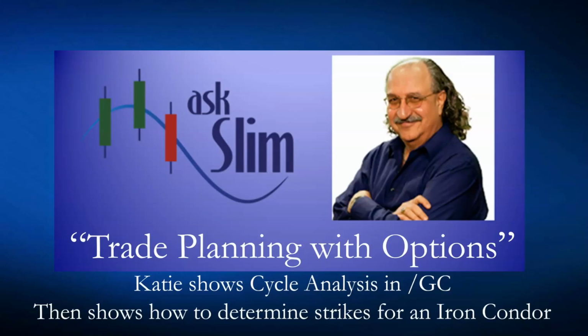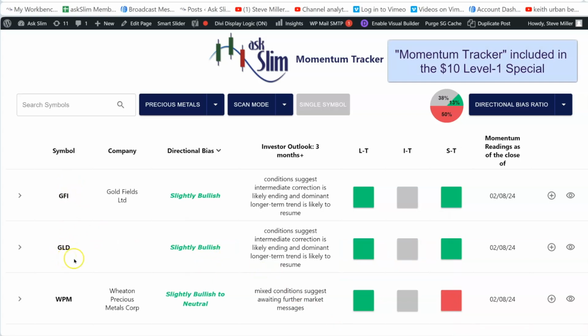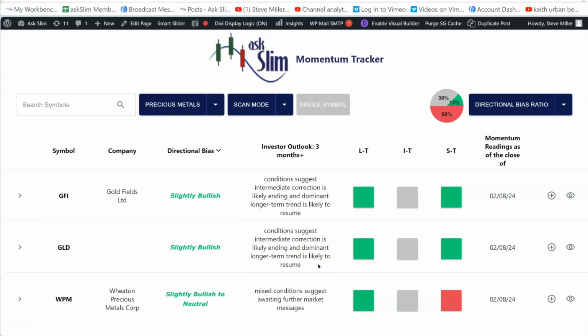I also want to follow up on Katie's great work here, looking at our momentum tracker, so we can get a good feel for how that whole group might be doing, and take a look at that little longer term look at the conditions of gold. Gold here, you can see GLD is what we're looking at here on the ETF. We're showing this as slightly bullish. And it says here also conditions suggest intermediate correction is likely ending and the dominant longer term trend is likely to resume. So when you have slightly bullish, you don't have a lot of upside pressure. You have some. Market has been in correction.